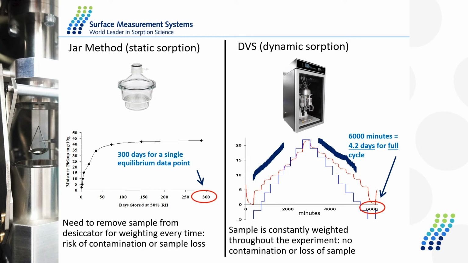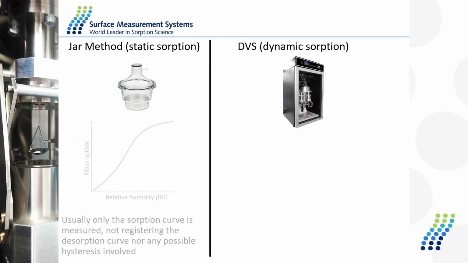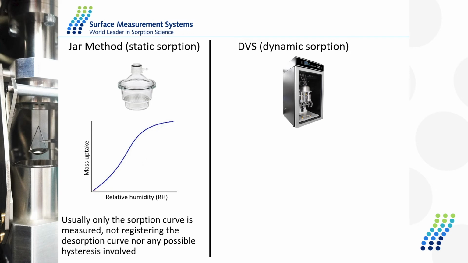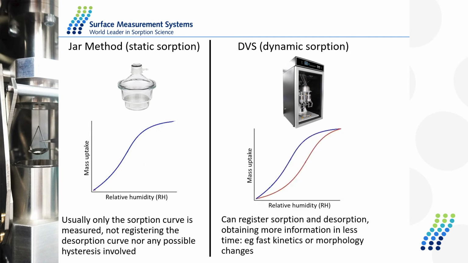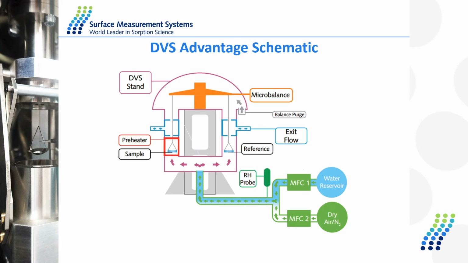So when we are going to plot our hysteresis and isotherm plot, you can see that the jar method only gives you the data of absorption, while a DVS will give you the data on absorption and desorption, and it also gives you the information regarding the gap of hysteresis that you are recording during your experiment. So it's a more complete set of data, it's a more accurate set of data, and also is quicker to obtain.